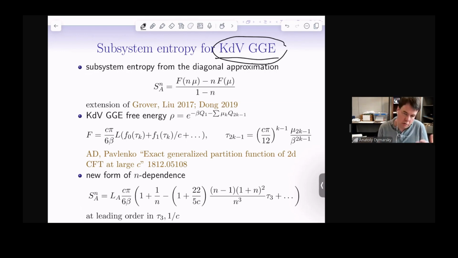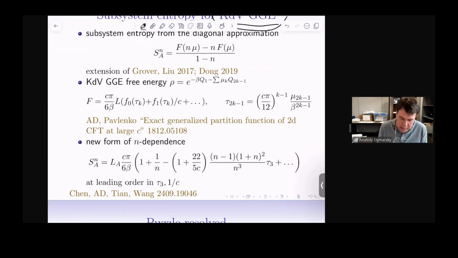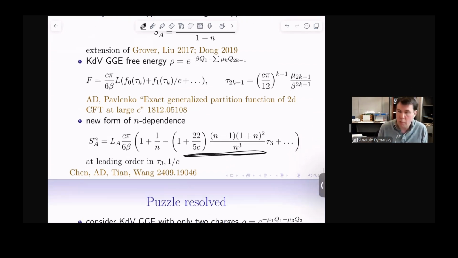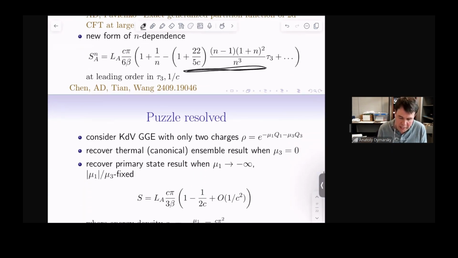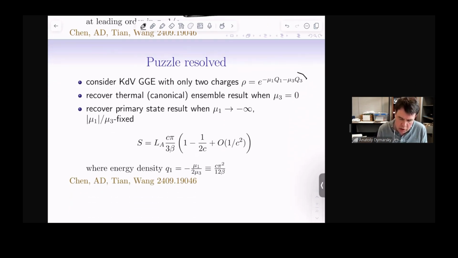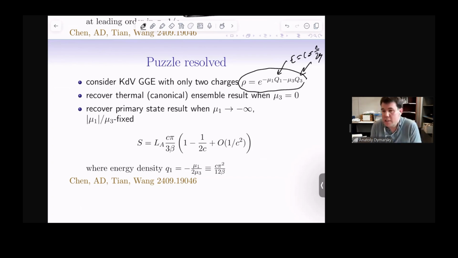And the expressions, there are many explicit expressions, but they are usually ugly. An interesting thing is that there could be very non-trivial dependence on the index, but there is also a possibility to play with the chemical potentials. And if you consider a generalized Gibbs ensemble with only 2 KdV charges, this is energy, L0 minus c over 24, and this is the first non-trivial KdV charge, this ensemble already will interpolate between the canonical ensemble, that's easy, for the canonical ensemble you take mu3 equals 0, or it can interpolate to the primary state.